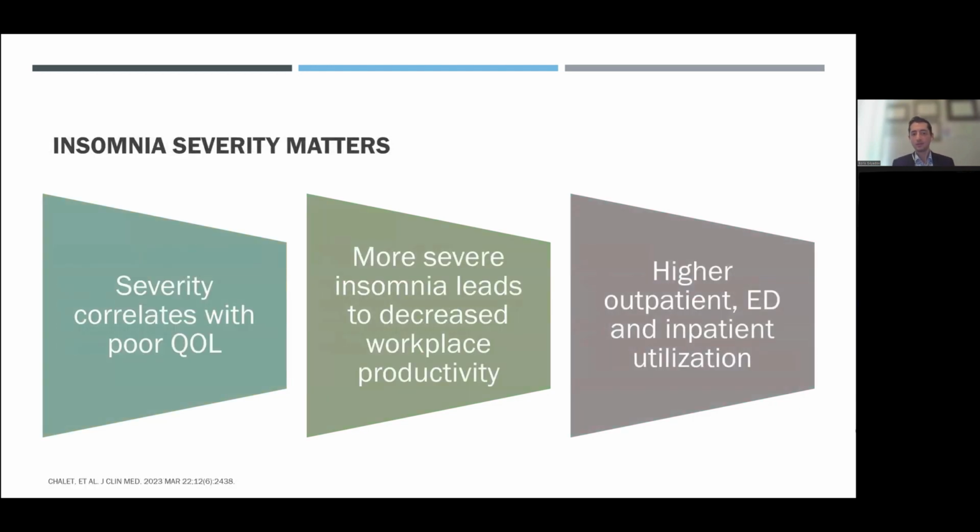Insomnia severity also matters. It correlates with poor quality of life. It correlates with decreased workplace productivity, and there's higher outpatient and emergency department and inpatient utilization of health services. So perception of your sleep issues can play into how severe you think your insomnia is, which will increase your stress, and it might perpetuate the problem. And that's where cognitive behavioral therapy comes in, helps to de-perpetuate the problem.